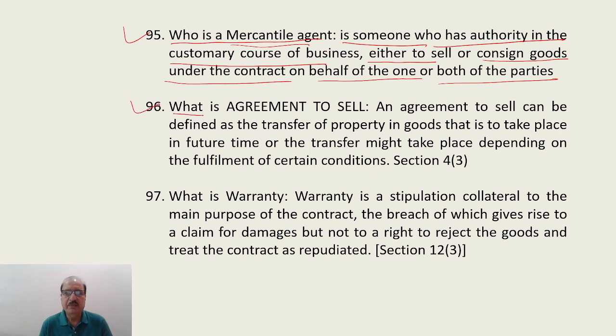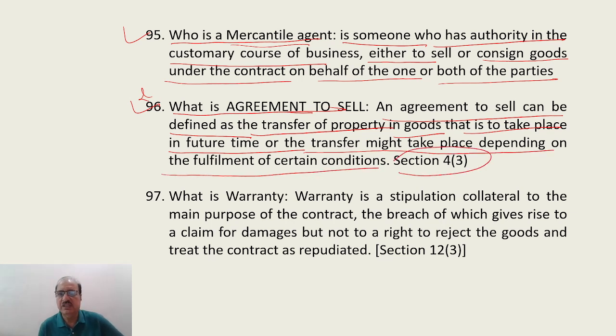And what is an agreement to sell? This is important. What is an agreement to sell? An agreement to sell can be defined as a transfer of property in goods that is to take place at a future time, or the transfer might take place depending on the fulfillment of certain conditions. This is section 4(3). A has entered into a contract with B to sell his house after 3 months.